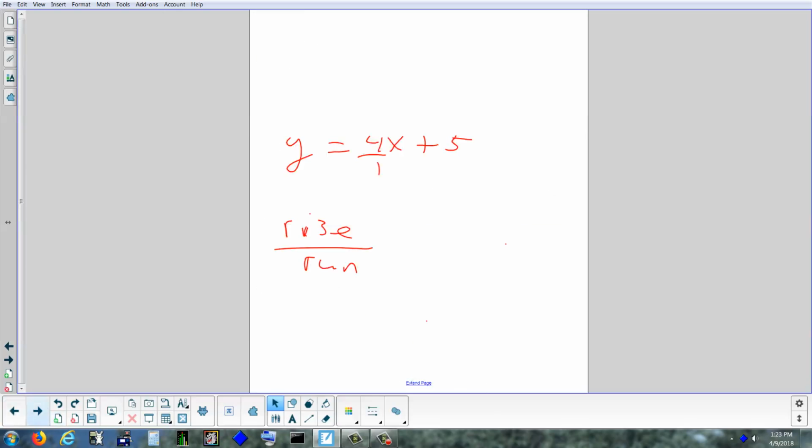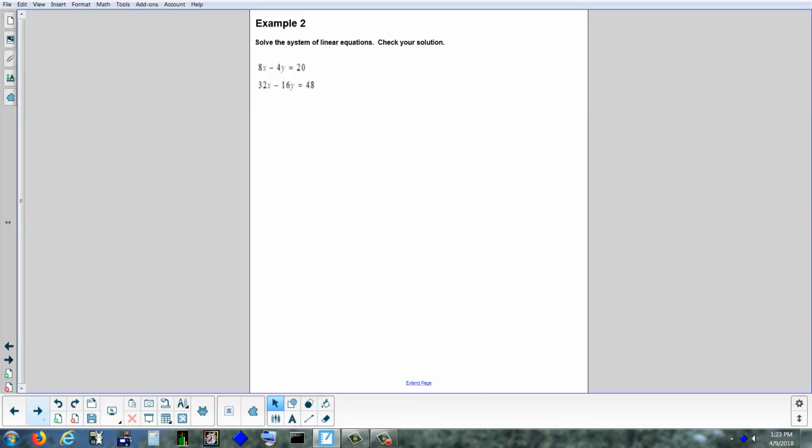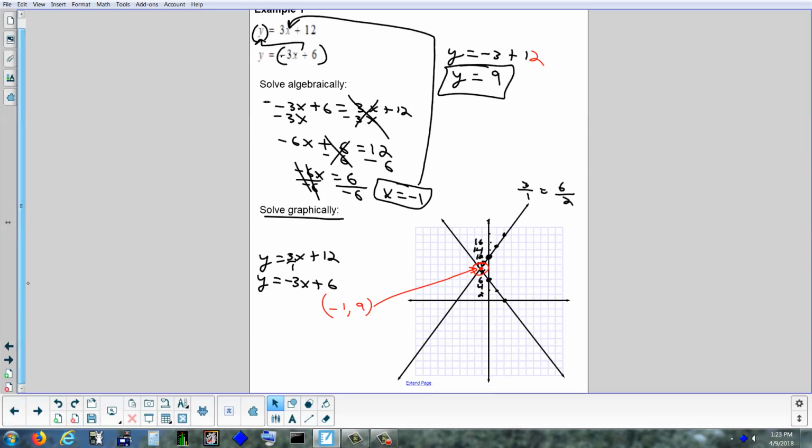Okay. If we have time at the end, I can try graphing another one, but we're not really going to spend a lot of time on graphing today. We'll practice it more tomorrow, but not a ton today.